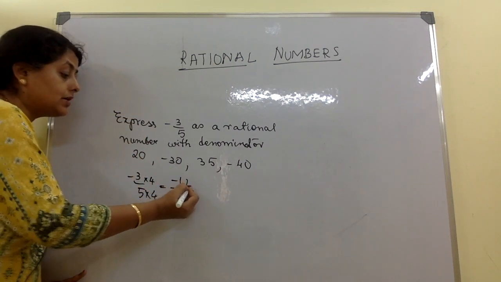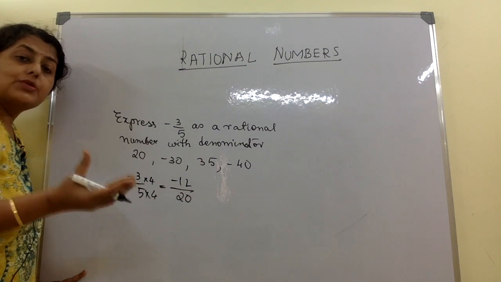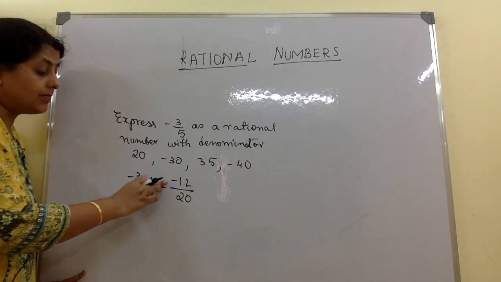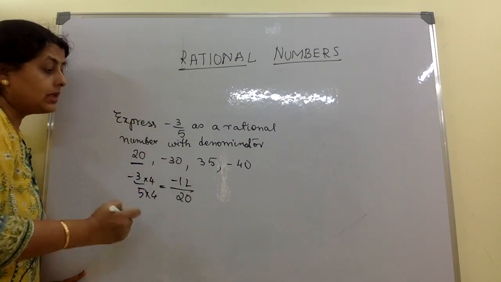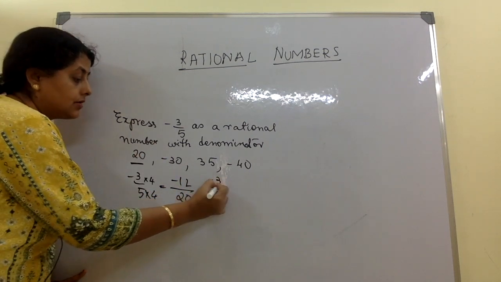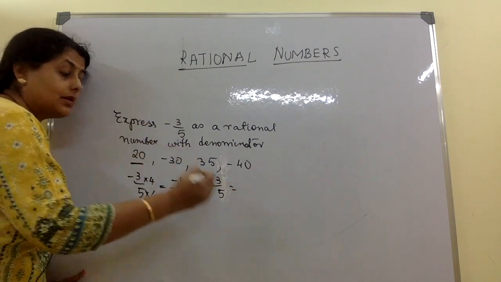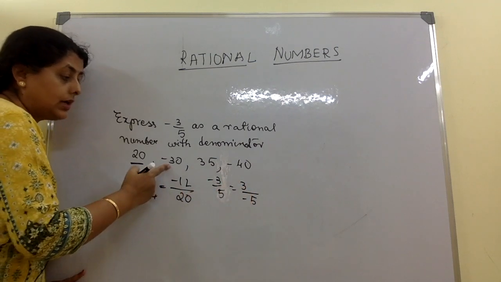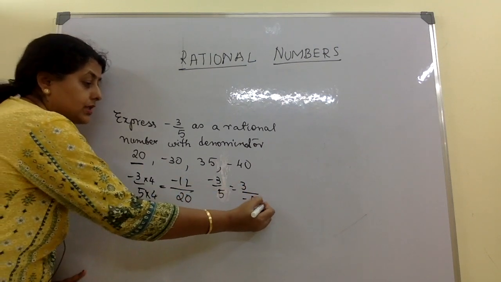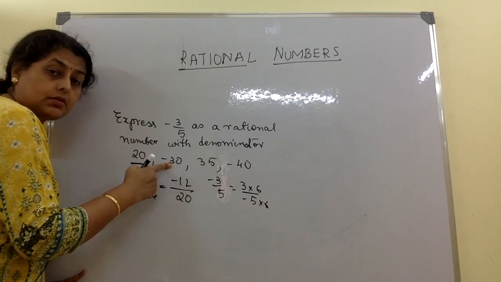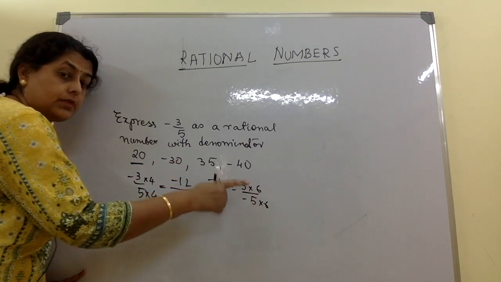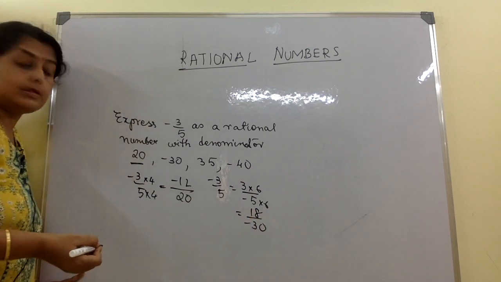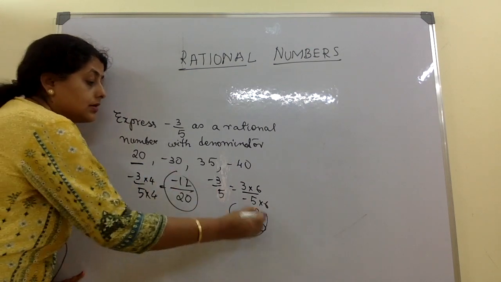So this is -12. So I got -12/20, first answer. Let me take the second one, -3/5. Now I want the minus in the denominator, -5, and this is into 6 because I want my -30, so -6 into 6 above and below. So that is 18 by -30. I got my answer. So here is one answer, here is another answer.